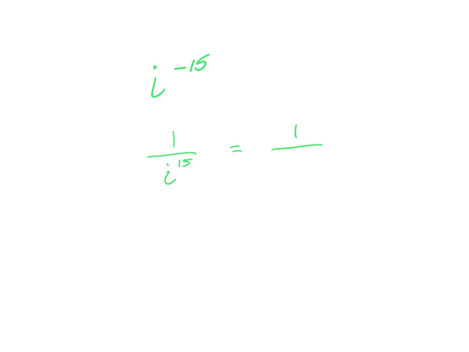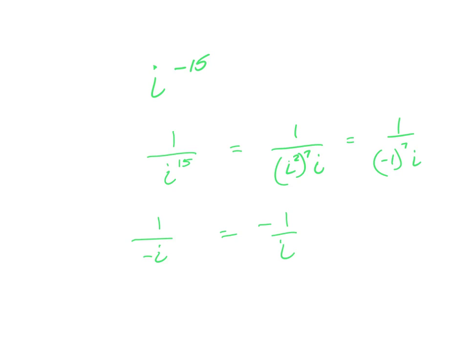And i to the 15 is, how many prom dates can I get out of 15 people? How many pairs? 7. So i squared, you have 7 pairs and a little i left over, right? So i squared is -1, so that's -1 to the 7 with an i left over. So that's 1 over -i, or -1 over i. So we have a problem. We cannot have an i in the basement.